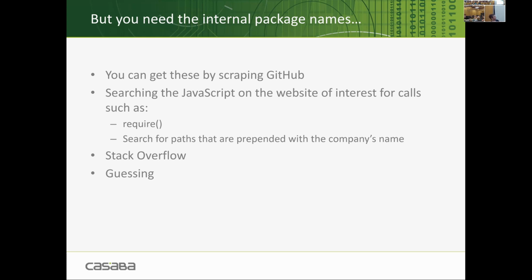If it's a JavaScript application, you can look for requires directives, and that will tell you package names. You can look at Stack Overflow. People include them all the time without even thinking. You can guess. A lot of times, back in the day, internal package names were just the company name prepended to the actual package. So a lot of times companies use forks of different packages. So it's pretty easy to guess what it is and then just upload that.